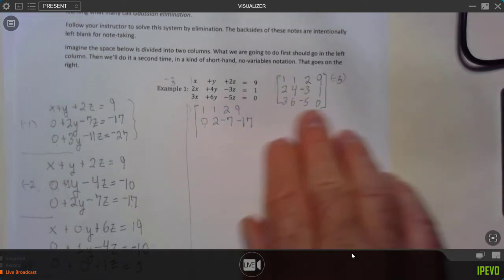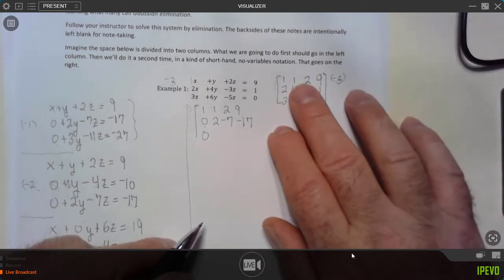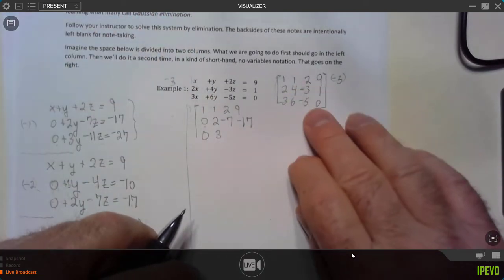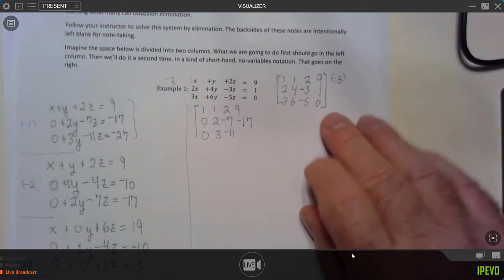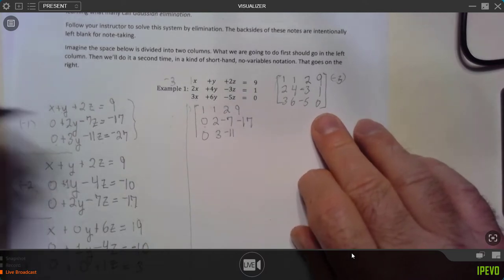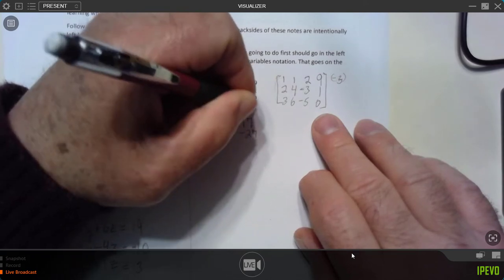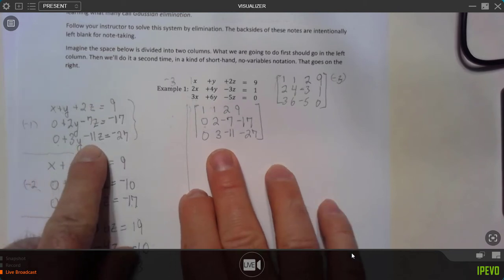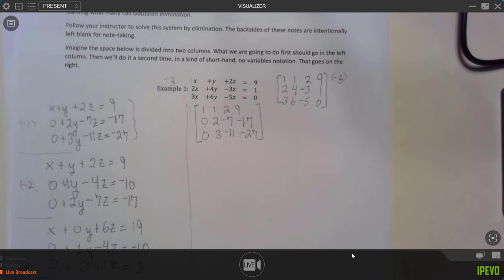Okay, and now I'm going to do the same deal, except I'm going to take a minus 3 times the first row, add it to the bottom row. So we get a 0 here, of course, and then minus 3 plus 6 is 3. Minus 6 minus 5 is minus 11. And minus 27 plus 0 is minus 27. And these should agree, 0, 3, minus 11, minus 27. Okay, now we have got what we wanted.